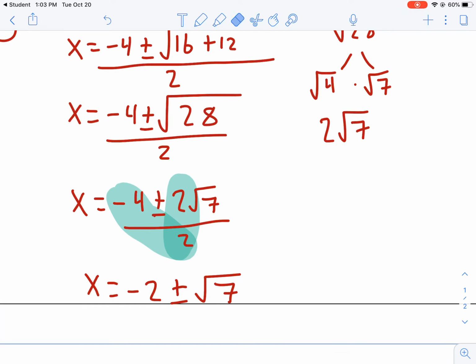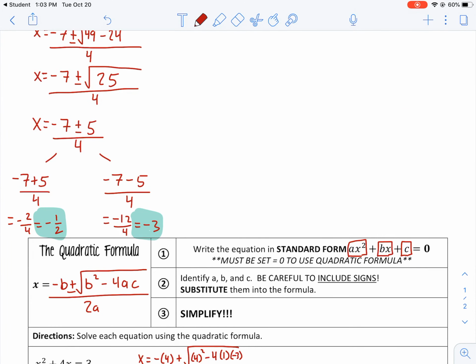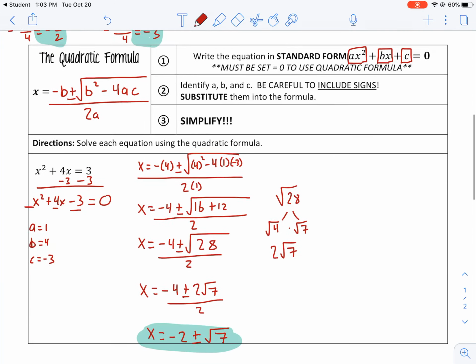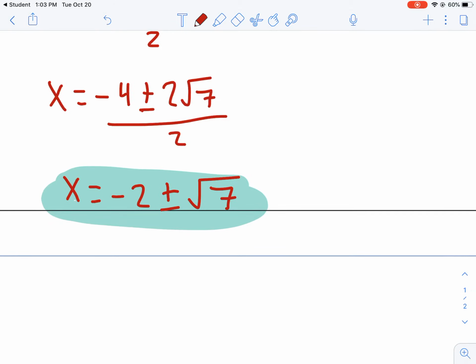Now, this might surprise you, but this is actually our final answer. Above, we were able to take the square root of 25, and that's why we got actual numbers for our answers. The square root of 7 is a crazy decimal, and we don't need to do anything here. This is as simplified as we can get it because we can't add -2 with the square root of 7. So our answer is just -2 plus or minus the square root of 7.